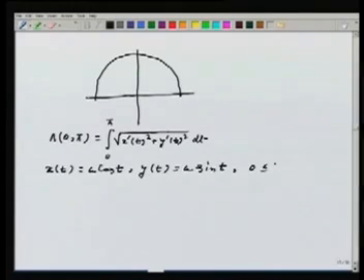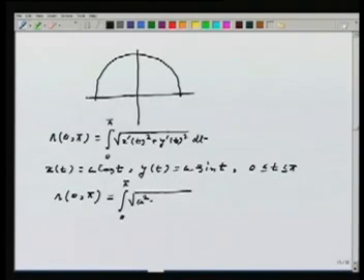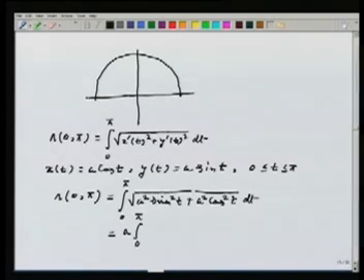T lies between 0 and pi. I can put all these quantities together to get lambda of 0 to pi, which equals the integral from 0 to pi of the square root of a squared sine squared t plus a squared cosine squared t dt, that is a times the integral from 0 to pi of dt, that is pi a.